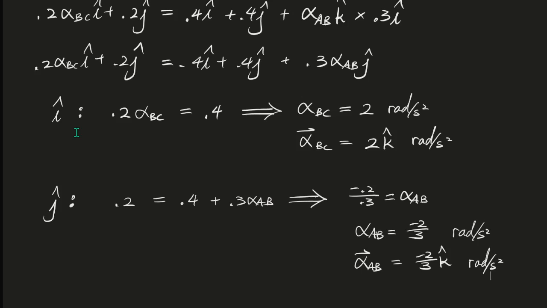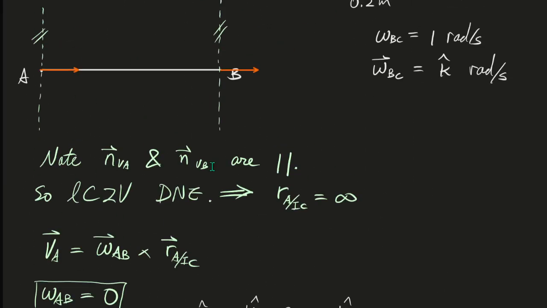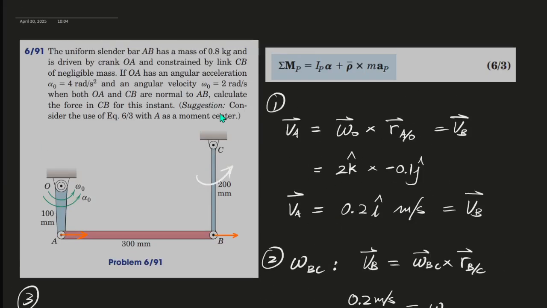All right, now we have step 6. We have two pieces of new information obtained, and we're on to our last step. Before I do that, let's go back to the question prompt and read the hint or suggestion they offered us. Consider the use of equation 6/3 with A as a moment center.